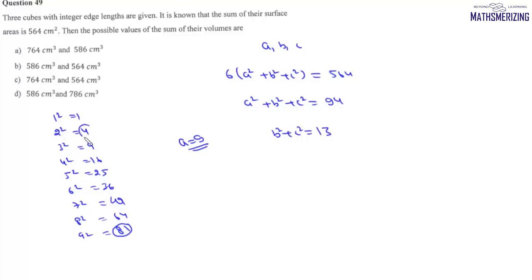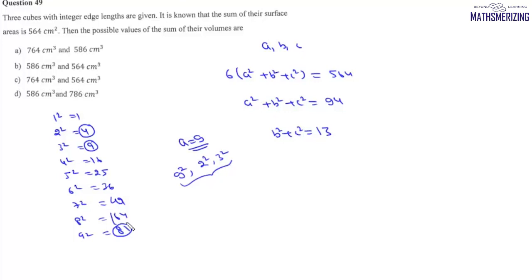We'll get 13 when we take 4 and 9. So that means the other two numbers must be 2 square and 3 square. So one of the possibilities is when we have this combination, which is 9 square, 2 square and 3 square.